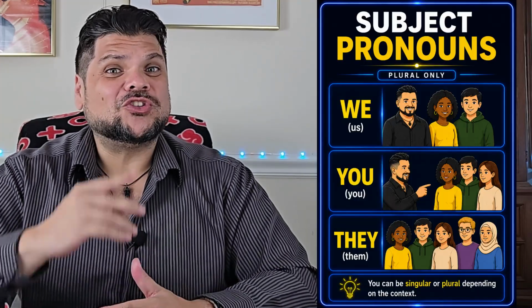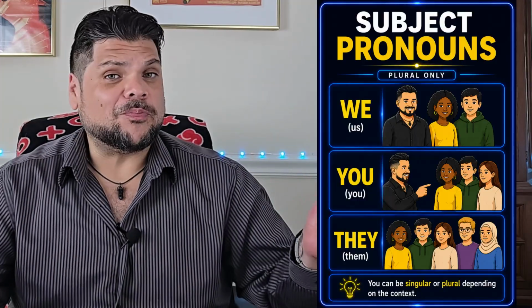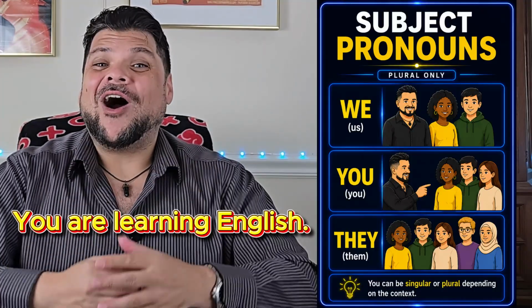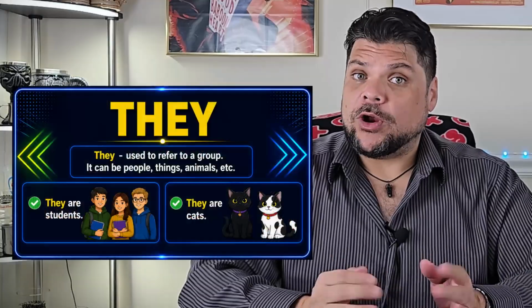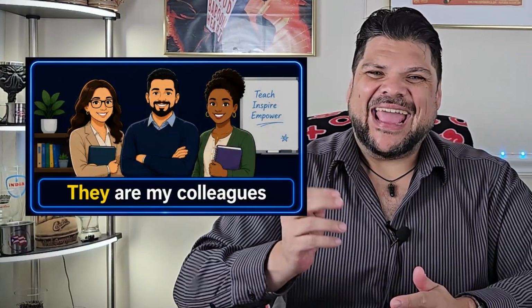So if you're talking about yourself, first person, and somebody else, we say "we." If you're talking to somebody else, but in the plural, two people, three people, four people, you say "you." You are my students. You are learning English. And when you're referring to two or more people, you say "they." They are my colleagues. Now it's time to practice.